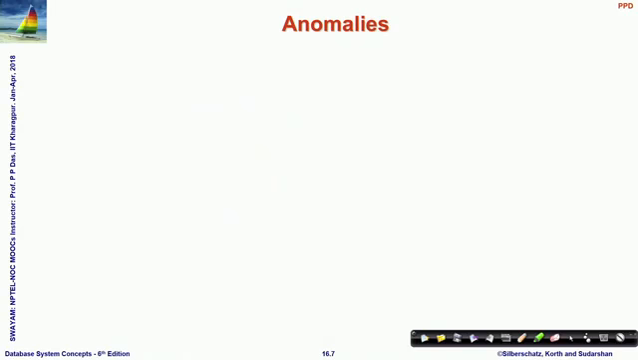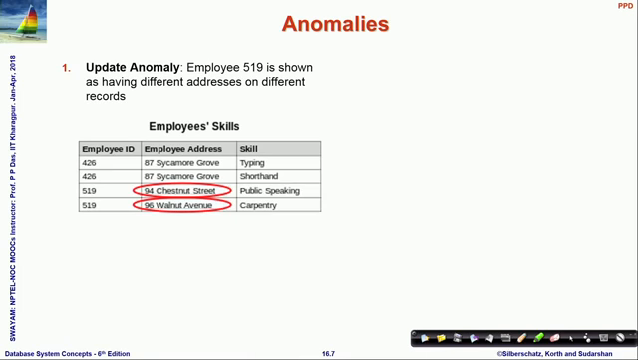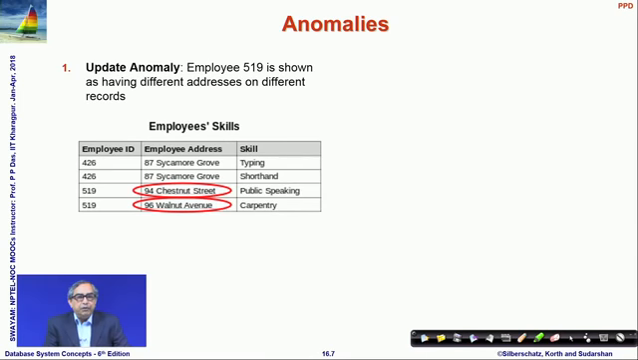So, we will quickly take a look at the anomalies that we are talking of. The first one is called an update anomaly. We are showing you a snapshot of an instance of a database which has three attributes, and you can look at the last two rows for employee code 519, which have two different addresses in these two different rows. If employee ID functionally determines the employee address, then this situation is not possible.